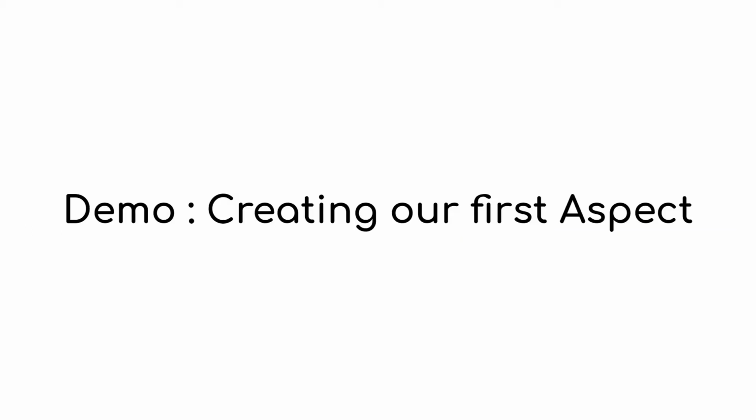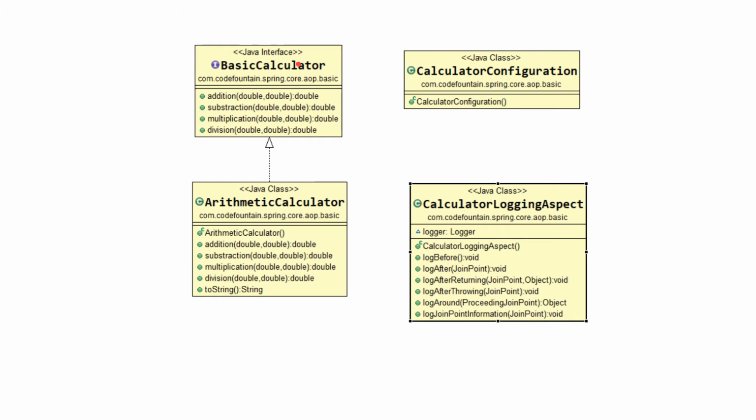In this lecture, we are going to create our first aspect. So what are we going to do as part of aspect creation? We'll have a basic interface called BasicCalculator. In that we have four basic methods: addition, subtraction, multiplication, and division. We will then provide an implementation of our BasicCalculator as an ArithmeticCalculator, and we'll provide implementation of all these methods. And then we'll be writing our configuration class.